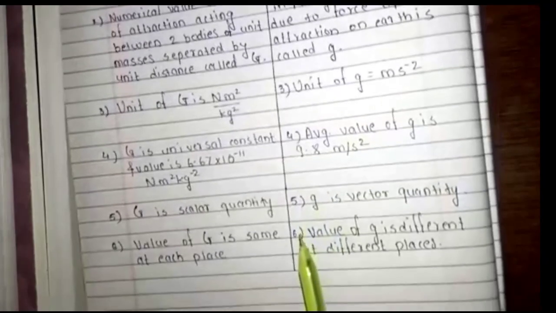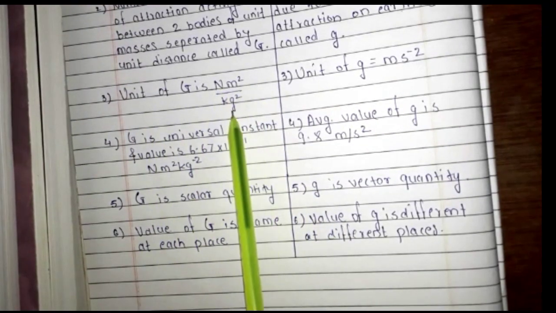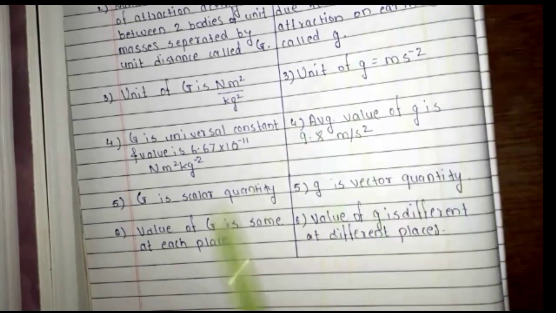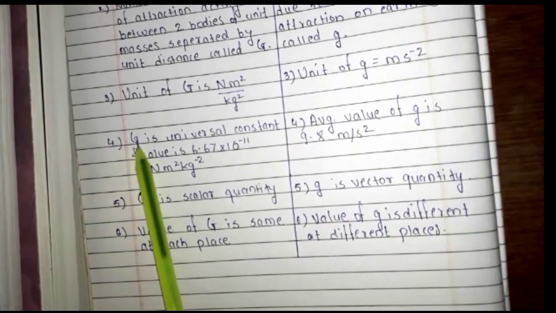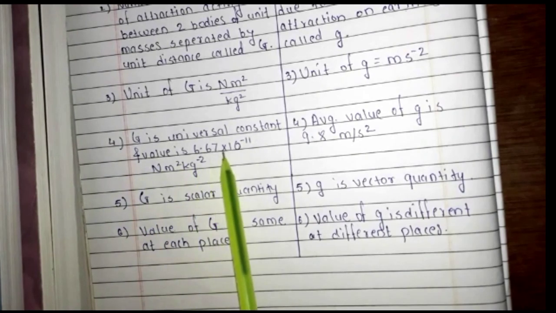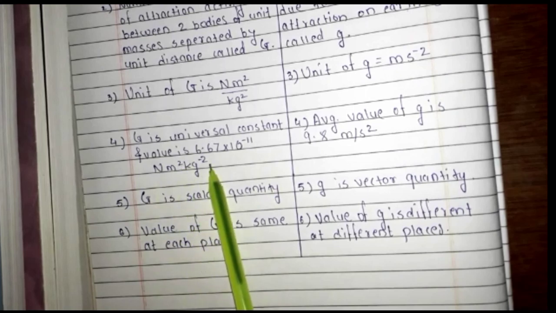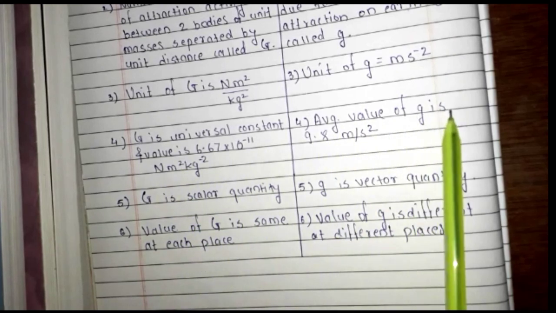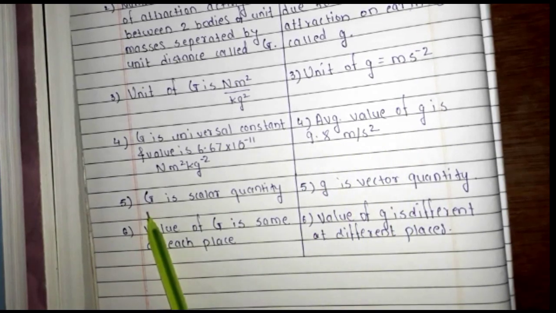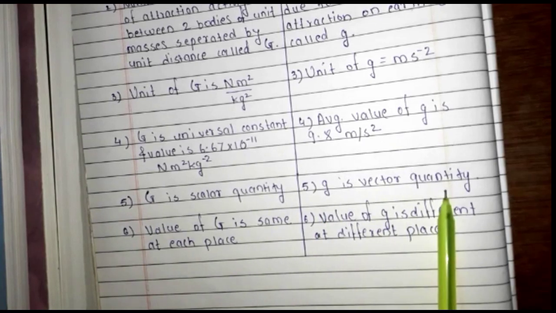Then the third point is the unit of capital G is Newton meter square per kg square and the unit of small g is meter per second square. The fourth point is capital G is the universal constant and its value is 6.67 into 10 raised to minus 11 Newton meter square per kg square, and the average value of small g is 9.8 meter per second square. Capital G is a scalar quantity, while small g is a vector quantity.